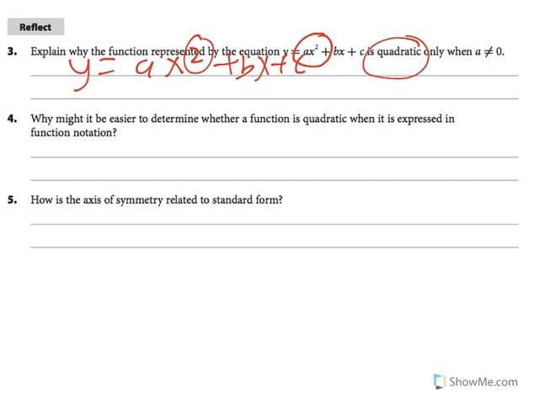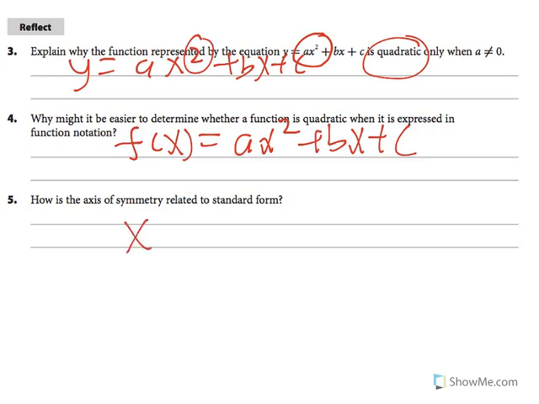Number 4, why is it easier to determine whether a function is quadratic when it's expressed in function notation? Function notation, we see that this is f of x equals ax squared plus bx plus c. And how is the axis of symmetry related to the standard form? Well, in standard form, x equals negative b over 2a. So a is the leading coefficient, and b is the coefficient of x.